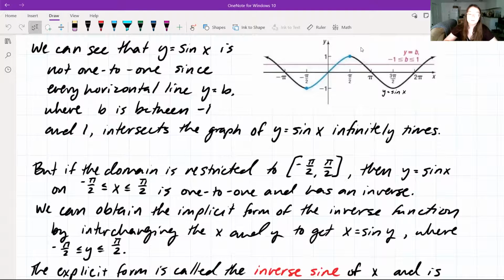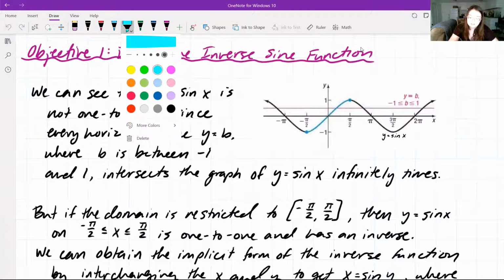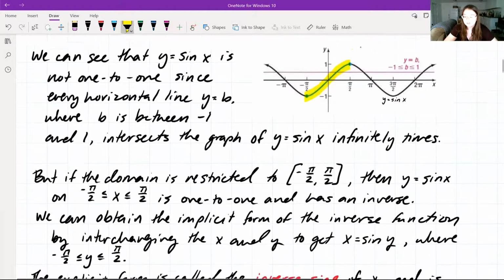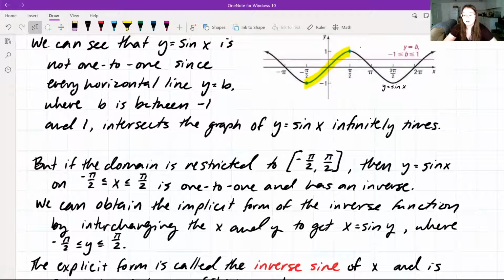But if we restrict the domain, then y is equal to sine of x on the interval from -π/2, so x greater than or equal to -π/2 and less than or equal to π/2, is one-to-one and has an inverse. So we're looking at this section here. If we just focus on that section, it is one-to-one because our line y equals b will only cross it once. Therefore, if it's one-to-one, then it has an inverse. So the sine function can only have an inverse on a specific domain.